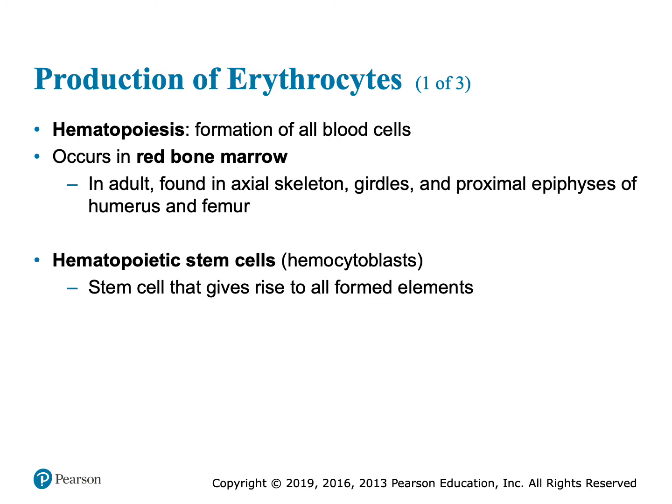This is A&P 1. Hematopoiesis, formation of red cells, white cells, and platelets. It happens in the red bone marrow in adults. That's going to be at the proximal part of the femur, the proximal humerus. It's going to be found in the vertebrae, skull, pelvic girdle. The stem cell that gives rise to all of those red cells, white cells, and platelets is called a hematopoietic stem cell. Sometimes you might see it written as a hemocytoblast.